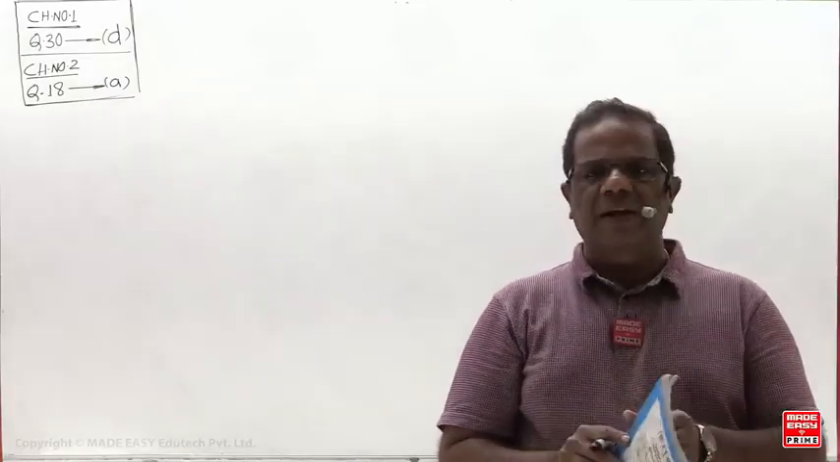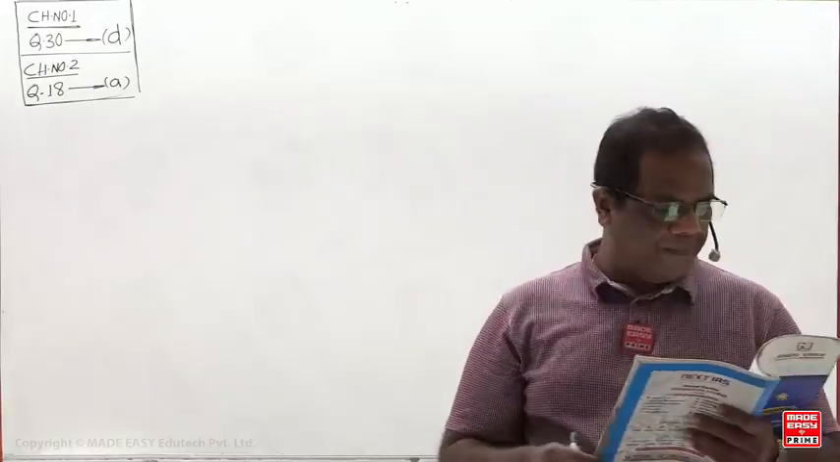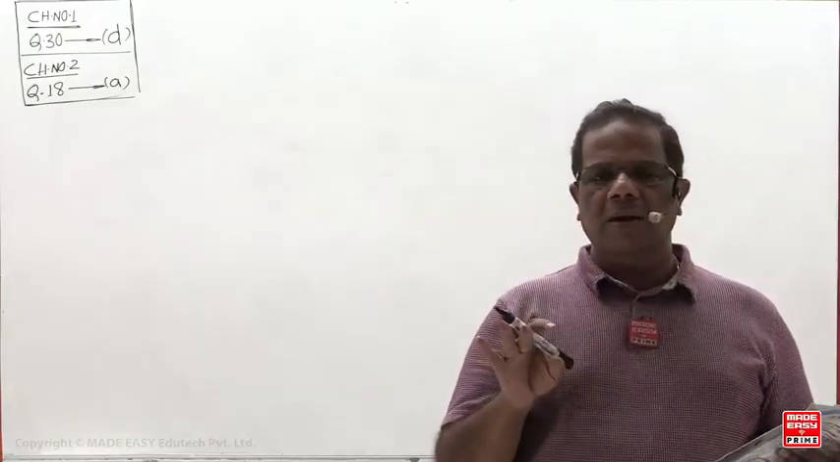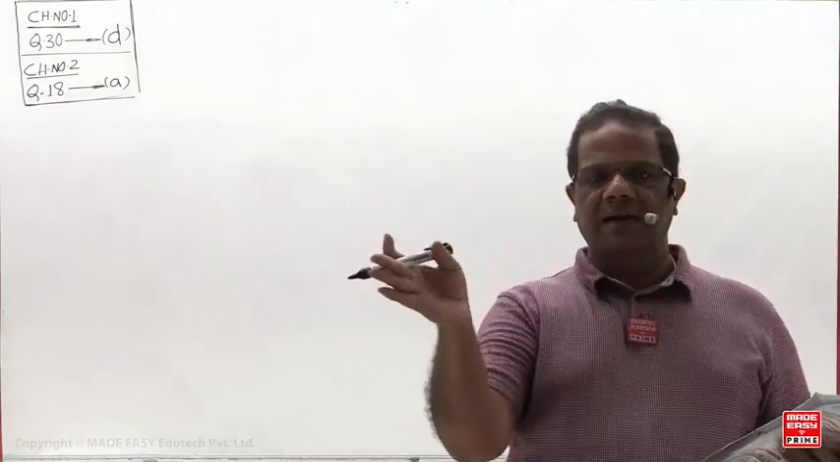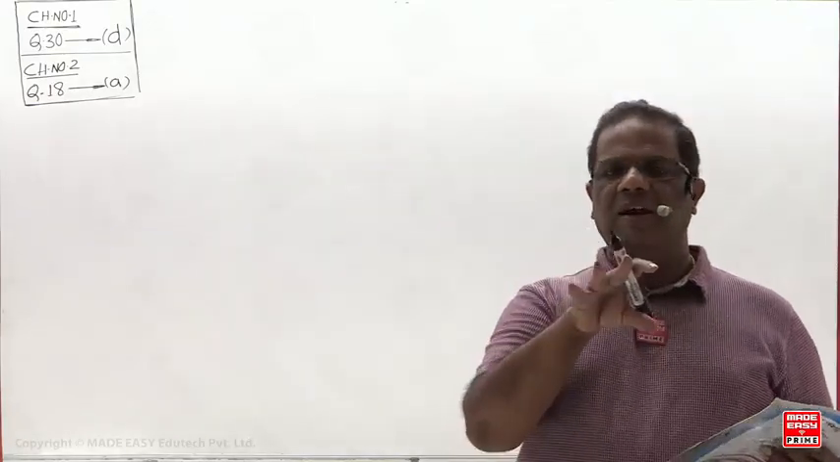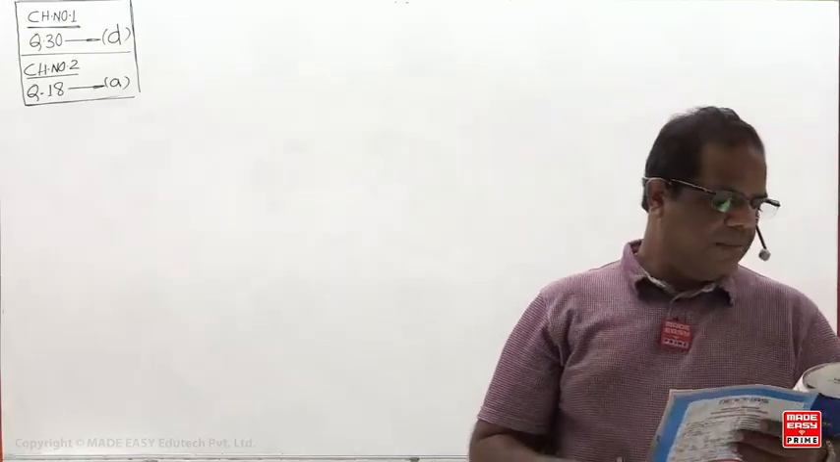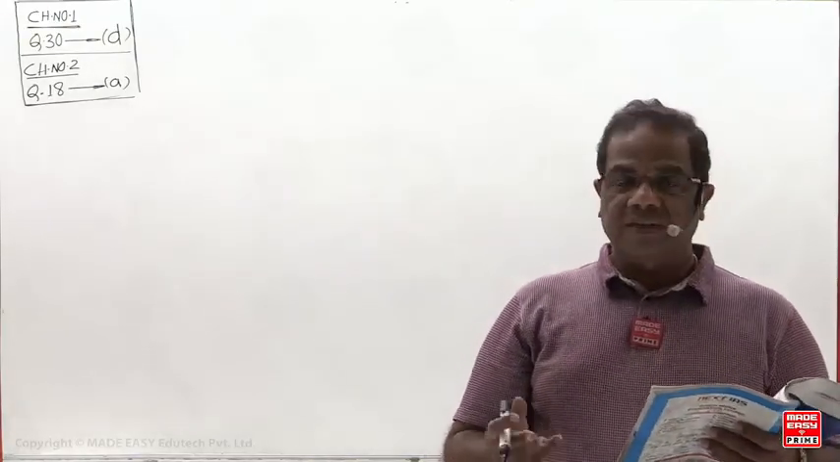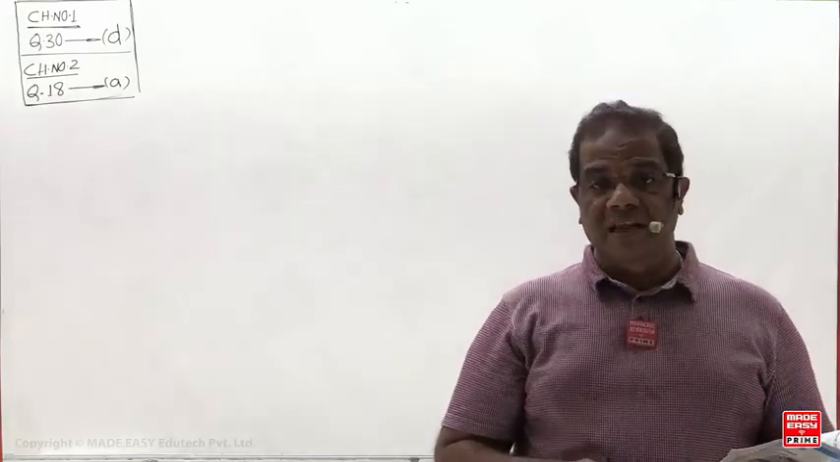So these are the two standard questions. Next, chapter number 2, question number 18. The questions are not given in one chapter only, they are scattered. Question number 18: two statements are given. This type of question is possible in the previous engineering services exams.